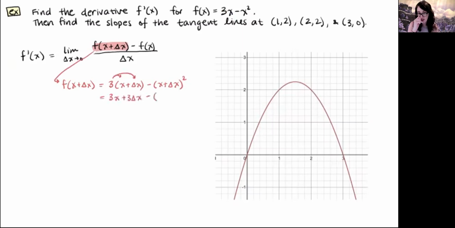Then we have to FOIL out or double distribute this x plus delta x squared. We did that in the previous video, but if you need to do some extra work on the side, please go ahead. This will be x squared plus 2x delta x plus delta x squared. Lastly, we should distribute this minus sign into those parentheses. We're just eliminating all the parentheses where we can. So we'll get 3x plus 3 delta x minus x squared minus 2x delta x minus delta x squared.